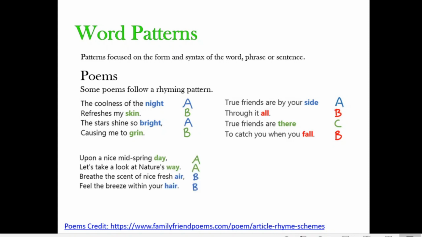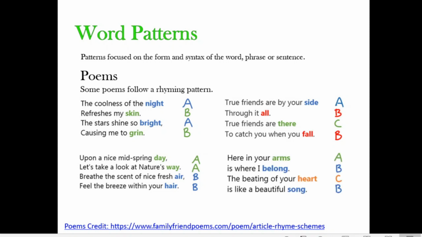For this paragraph of another poem, the rhyming pattern is AABB. This means that the first two lines have the same rhymes, and then the last two lines have the same rhyming pattern. Day, way, and air, hair. Here's another pattern. It's A, B, C, D. It's actually the same with the second one.